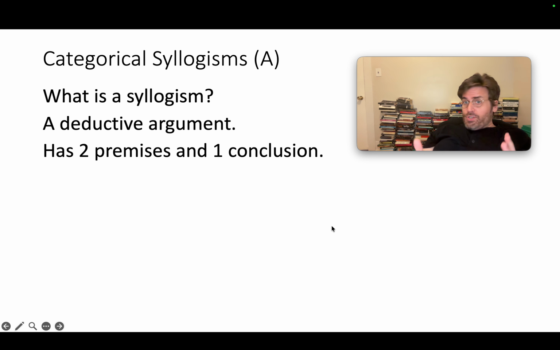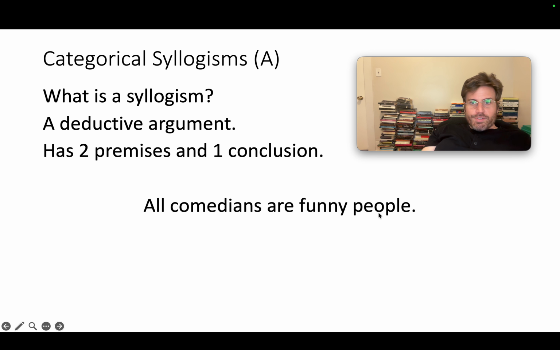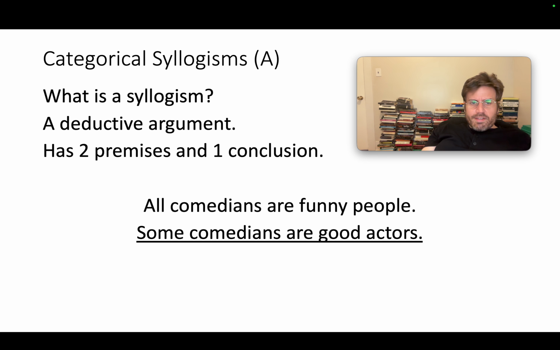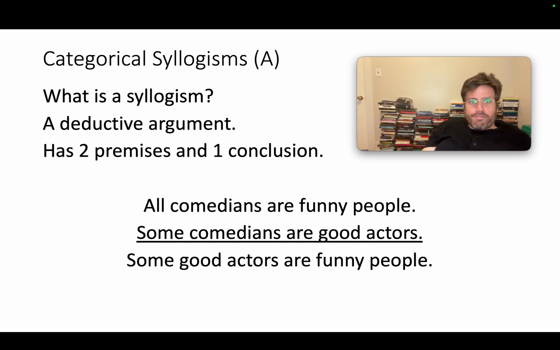What distinguishes the syllogism from past deductive arguments that we looked at is that it's really an argument in 3 steps. A syllogism has 2 premises that set up the argument, and then it has that inferential moment where we draw a conclusion in a manner that is supported by the premises. All right. So here's a look at an example. The first premise reads, all comedians are funny people. The second sentence reads, some comedians are good actors. And then we have, for a conclusion, some good actors are funny people.